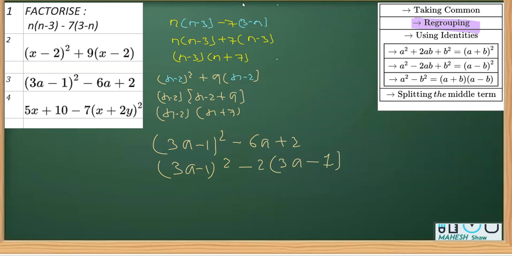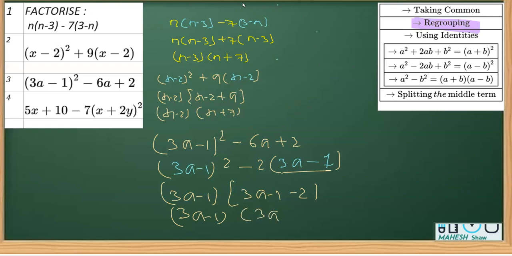Now you can see that 3a − 1 is common over here, as it is there in both the terms. So we can take 3a − 1 as common. Dividing the first term by 3a − 1, we'll be left with 3a − 1, and dividing the second term by 3a − 1, we'll be left with −2. So this is (3a − 1)(3a − 1 − 2), which is (3a − 1)(3a − 3).